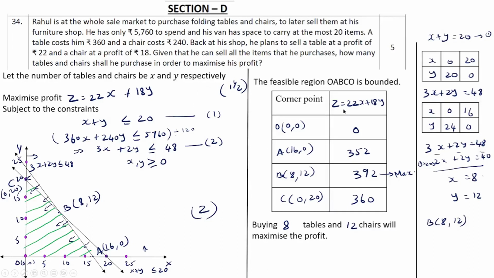Finding the value of z at each of the corner points and writing the result carries 1.5 marks. Total of 5 marks. So writing the mathematical formulation carries 1.5 marks. Then drawing the graph, finding the feasible region and marking the corner points carries 2 marks. Then finding the value of z at each of the corner points, finding the optimal feasible solution and writing the result carries 1.5 marks. So we have 5 marks for this question.